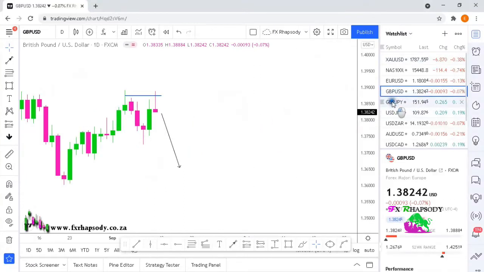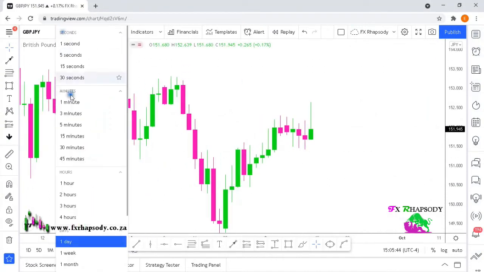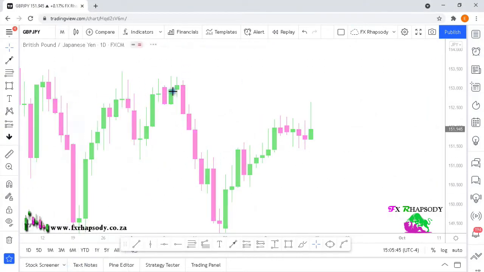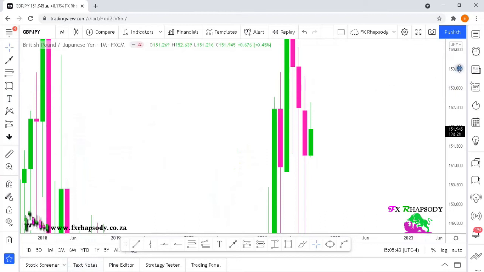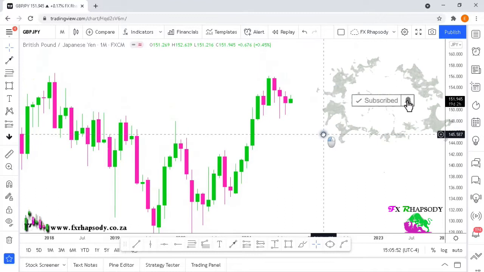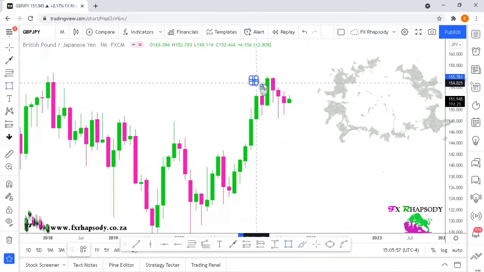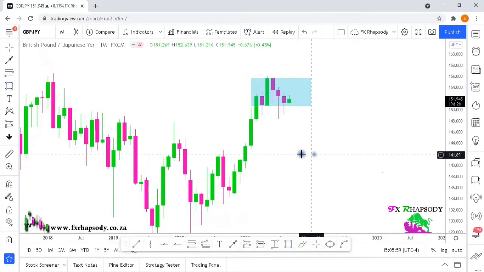Next one up is the British pound Japanese yen. Let's go to the monthly time frame. On a monthly time frame, very similar to your British pound US dollar, we still have this area the price needs to come out of.